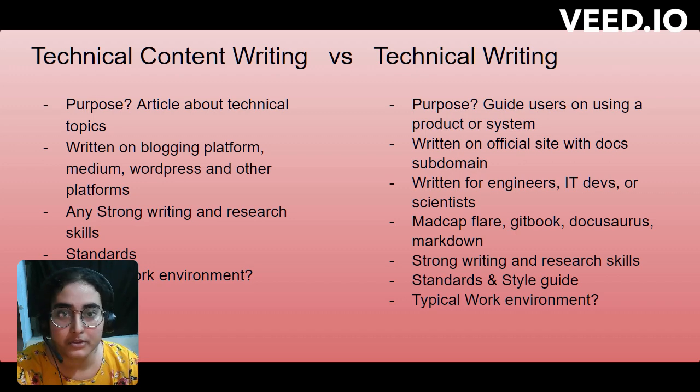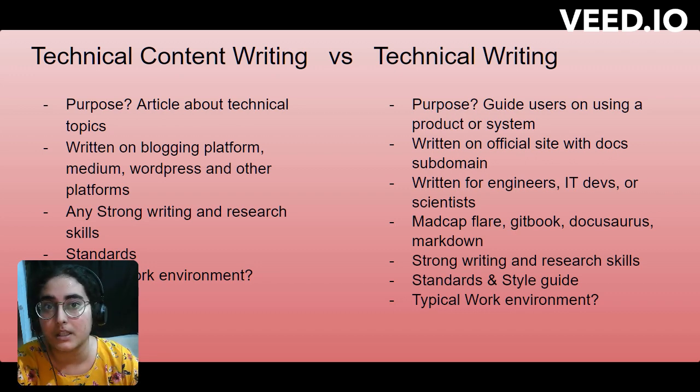And in the case of standards and tools, for technical content writing, there's no universal standard. In the case of content writing, it depends on the brand voice and tone of the company or the client that you are writing for. And in the case of technical writing, usually there is a way a documentation is written, but the specific things like font, style guides, very specific things are unique to a particular company or a product.